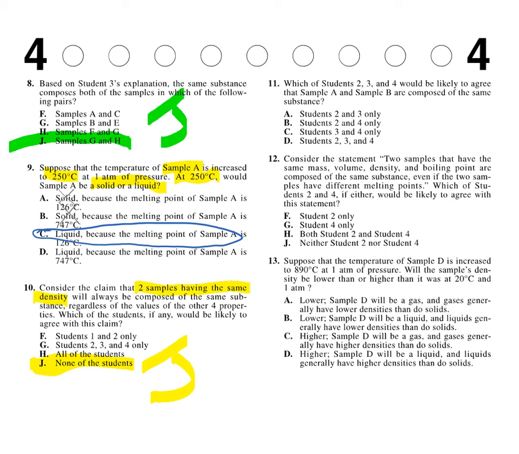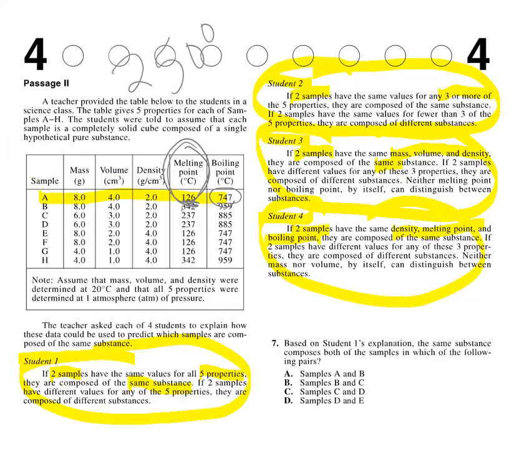Number 11, which of the 2 students, 2, 3, or 4, would be likely to agree that sample A and B are composed of the same substance? So then we have to go back to the chart. So students 2, 3, and 4, and we're looking at samples A and B. So let's clean this up again.